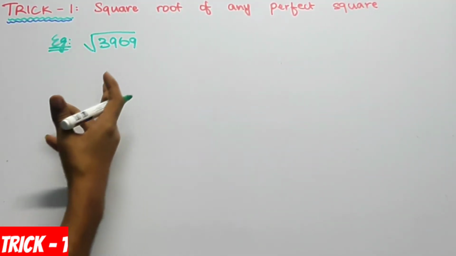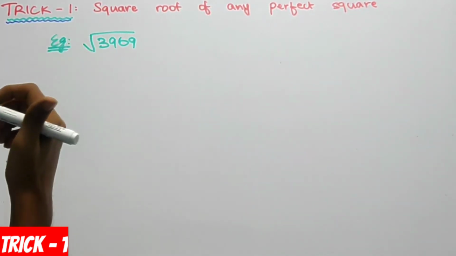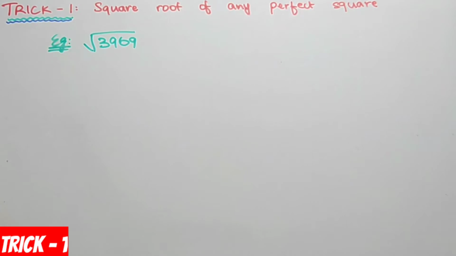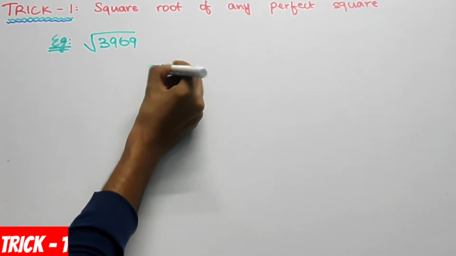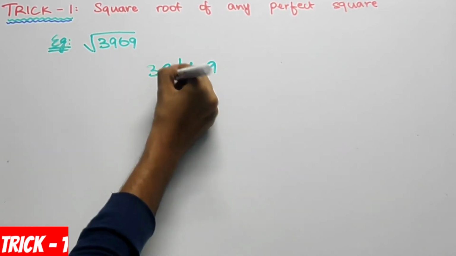Now let us move on to another example, square root of 3969. Now we have to find out the square root of 3969 using this trick. Now what do we do? Well, the first step is similar. Divide this 3969 as 39 as well as 69.